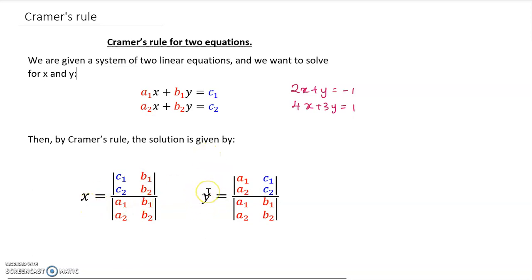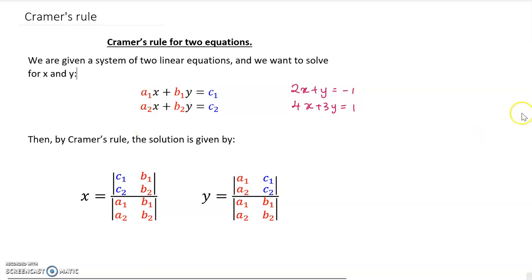Similarly for the y, the denominator is basically the same. For the y, you put c1 and c2 in the second column now. It means the first column remains as a1 and a2. Look here for illustration.